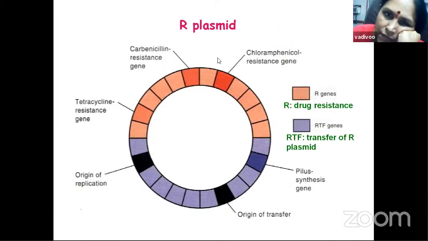And this is the structure of the R plasmid, otherwise called the resistance plasmid. Here it can carry resistance to many drugs at a time. As you can see in the structure, one plasmid carries resistance genes to carbenicillin, tetracycline, and chloramphenicol at a time. These R genes are called drug resistance genes, and RTF is the resistance transfer factor. This is the structure of the R plasmids.